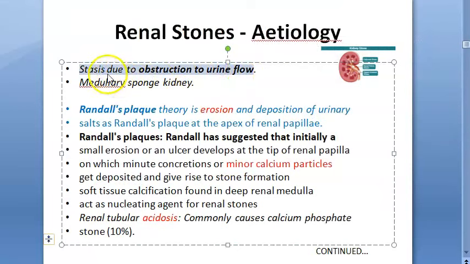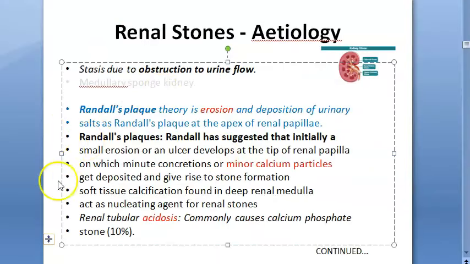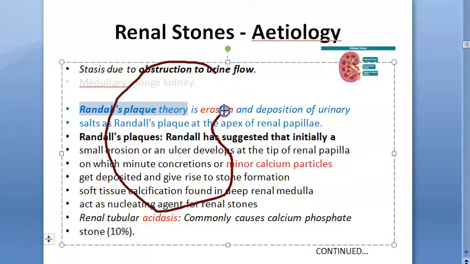Obstruction to the flow of urine, there's stasis of urine, crystal formation, all those things, guys, supersaturation, and the stages of stone formation. Okay, there is the Randall plaque theory. This is how the kidney stone forms. So there is one Randall plaque theory. Just understand that there is a kidney like this, right?